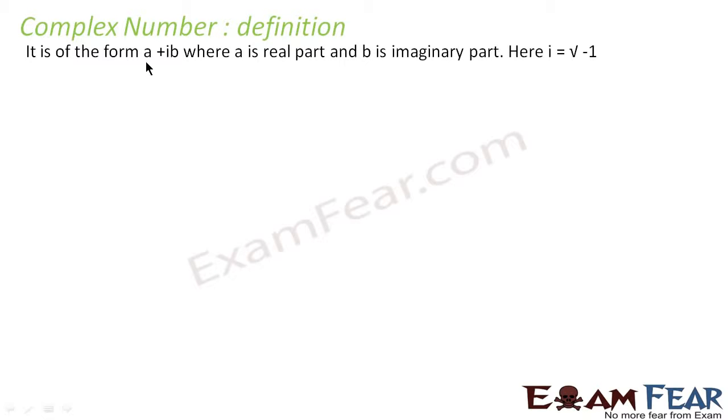A complex number is any number in the form of a plus ib, where a is the real part and b is the imaginary part. And what is i? i is the root of minus 1. A complex number is any number in the form a plus ib, where a is the real part, b is the imaginary part and i is root of minus 1. For example, 2 plus 3i, 7 plus 9i, etc.